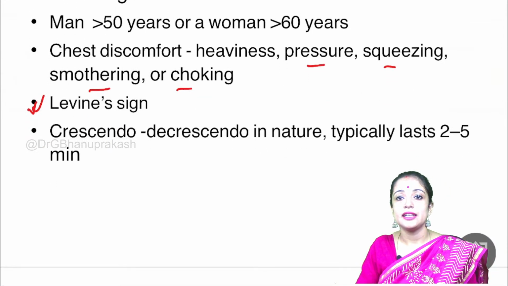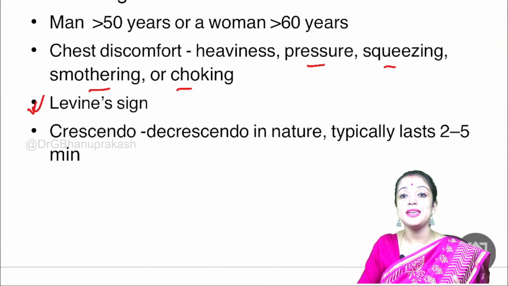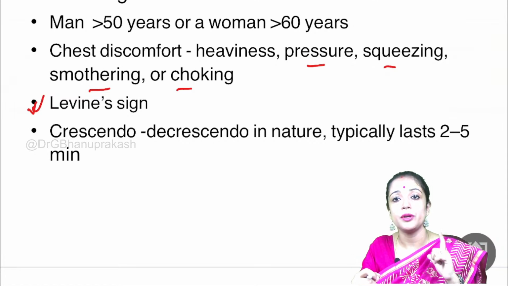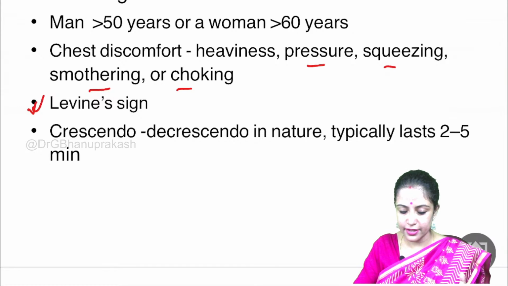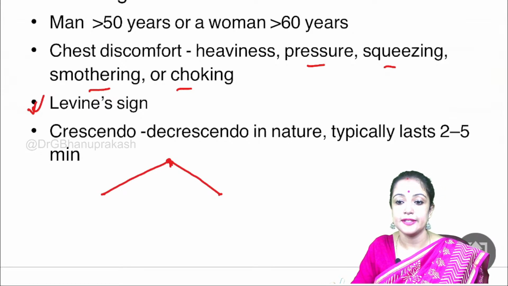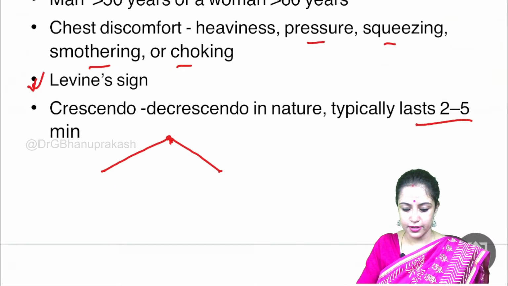The nature of the clinical manifestation is crescendo-decrescendo. By this, we mean that the pain or chest discomfort increases up to a peak and then decreases. So it increases, reaches a peak, and then it decreases. Typically, as I said, it lasts for 2 to 5 minutes.